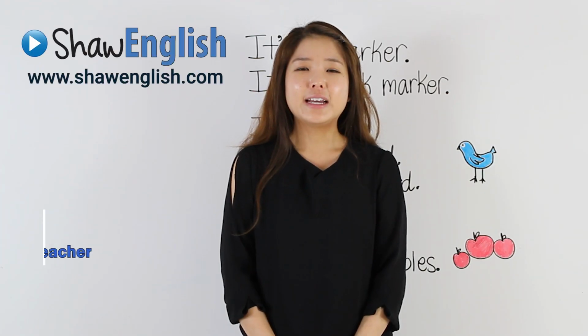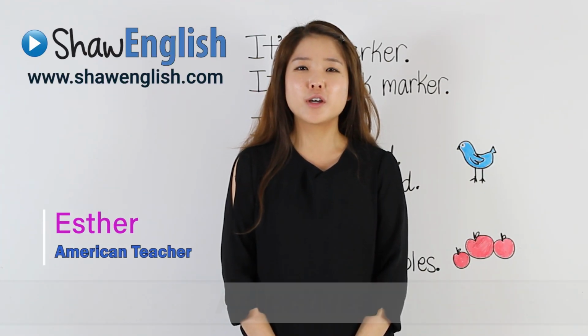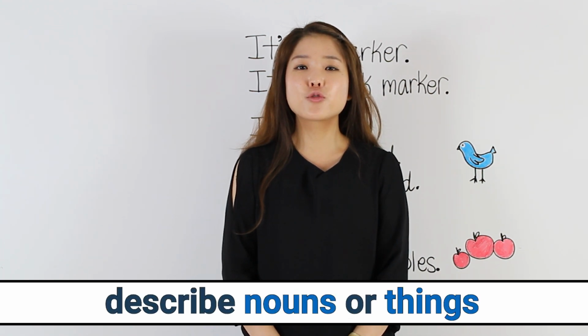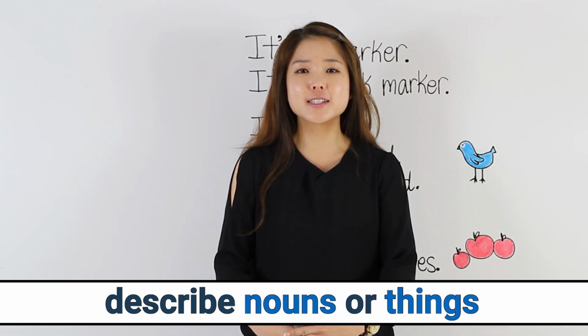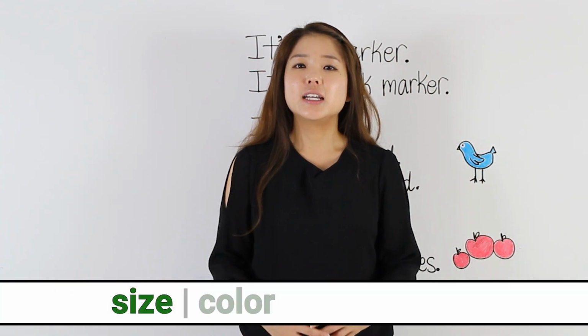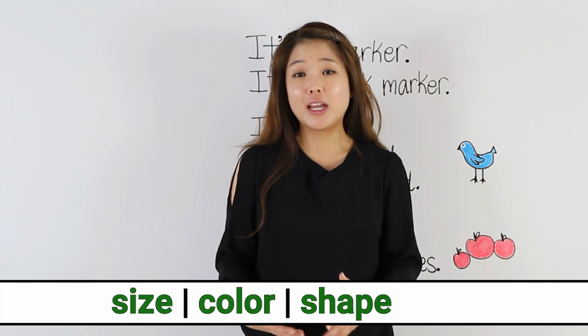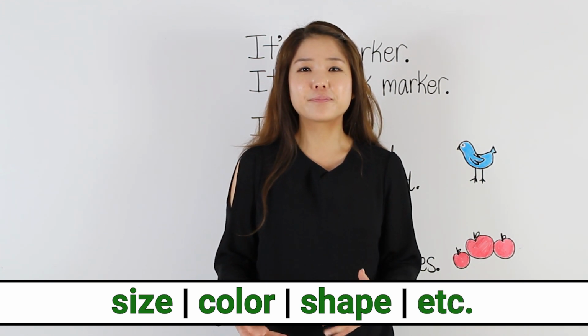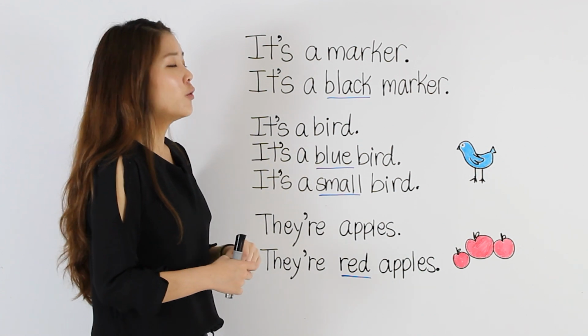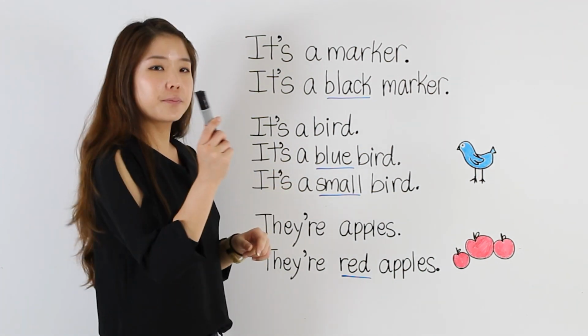Hi everybody! In this video, we're going to talk about adjectives. Now, we use adjectives to describe nouns or things. Okay, we can describe its size, its color, its shape, or other things like that. Okay, so let's take a look at the board. The first noun we're going to use is marker.